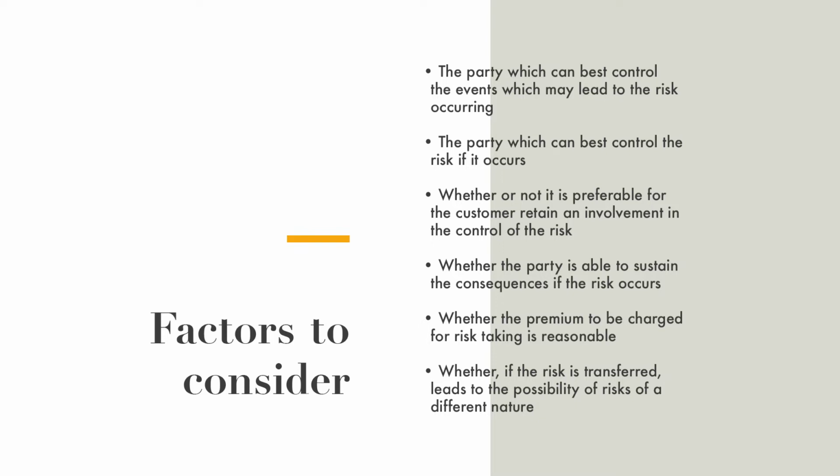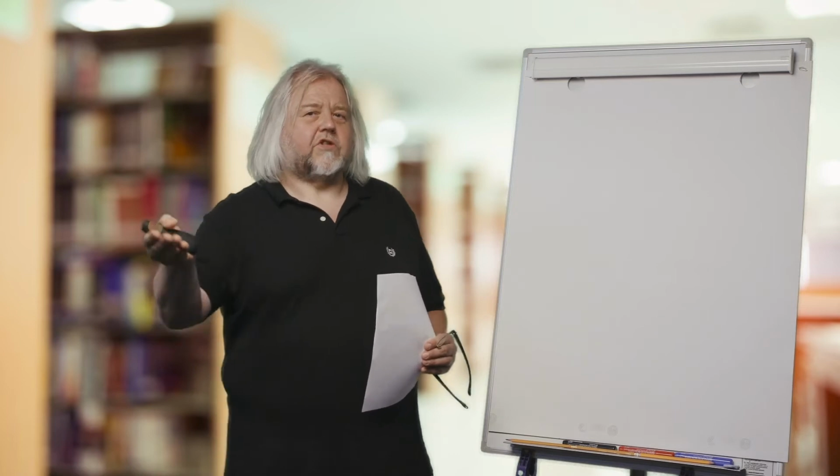Consider which party can best control the risk if it occurs, and whether it is preferable for the customer to retain involvement in the control of the risk at all or not. It might be the customer's advantage to really have control over a certain risk and not give it to anyone else. Also, whether the party is able to sustain the consequences if the risk occurs. If the contractor, for example, finds it hard to carry a certain responsibility and risk that the customer tries to give to them in a contract, again the premium might be high, or that might not be a very beneficial situation.